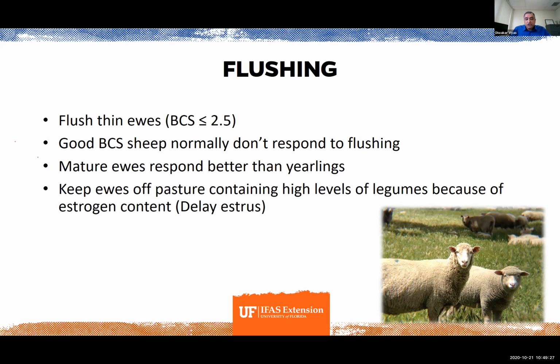Keep ewes off pasture containing high levels of legumes, because legumes may have estrogen content, and there are some data that shows that if they are consuming a lot of legumes, it may delay estrus. So I don't know if it's a very common finding, but there are some research studies that have suggested this.